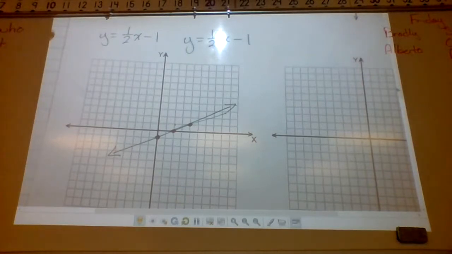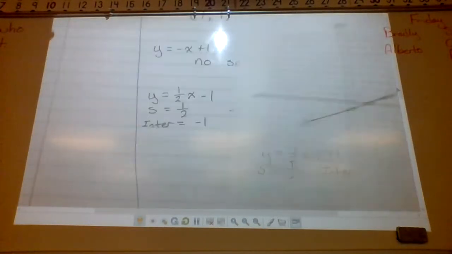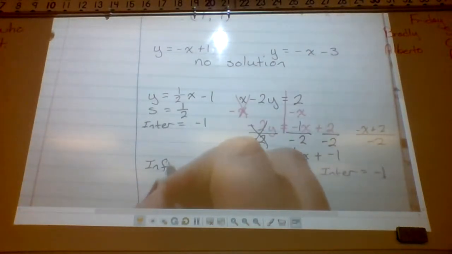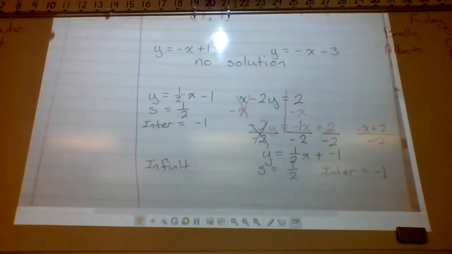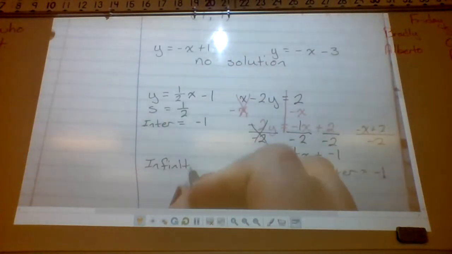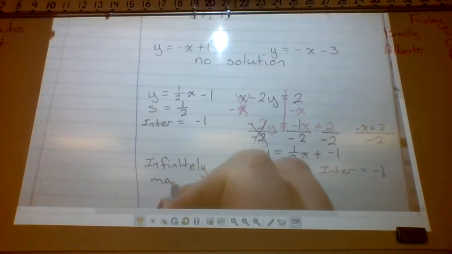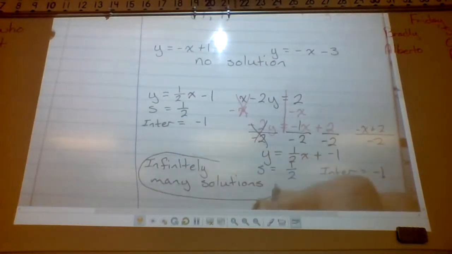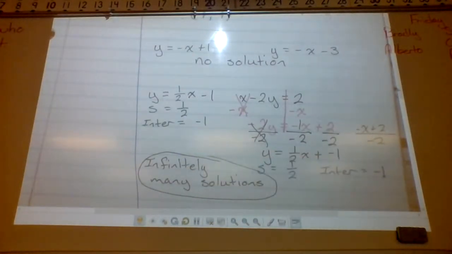So here's the question. What's the solution? All of them. What numbers? How many numbers are there? Infinity. Infinitely many solutions. Which means any ordered pair you pick, if it's on one line, it's on both lines.